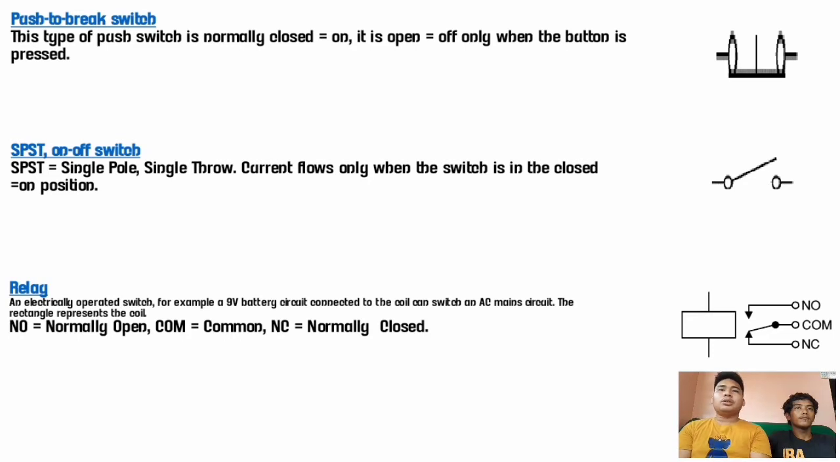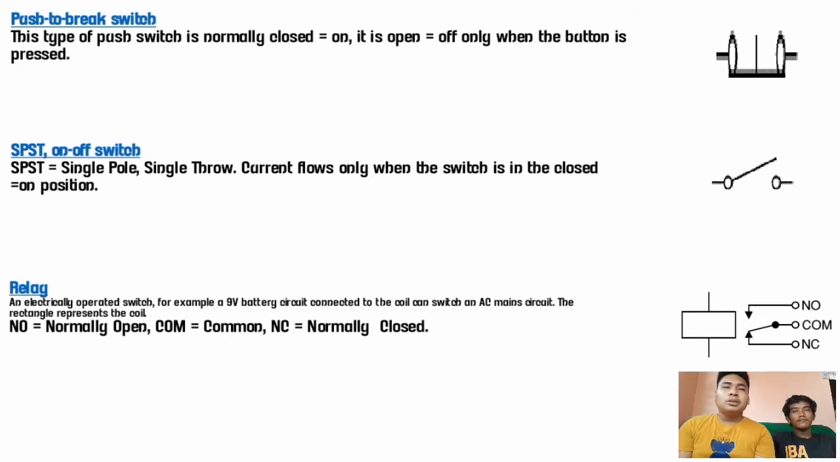SPST on-off switch. SPST means single pole, single throw. Current flows only when the switch is in the closed on position. Relay: an electrically operated switch, for example, a 9 volt battery circuit connected to the coil and switch.